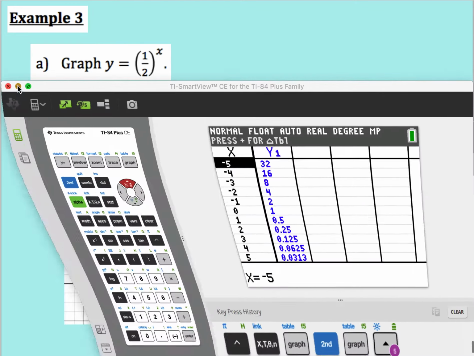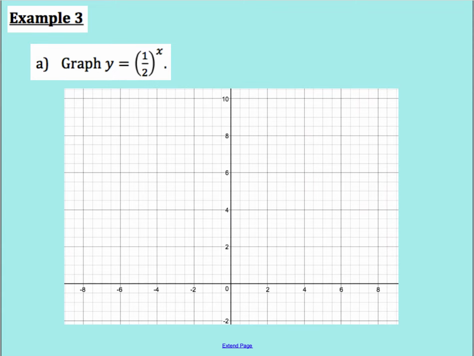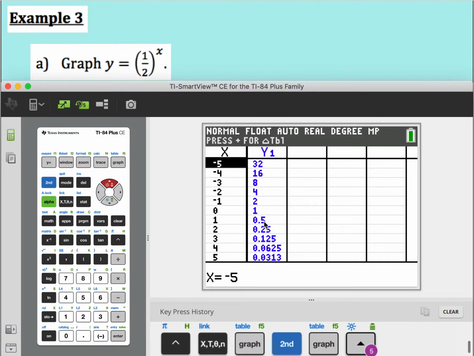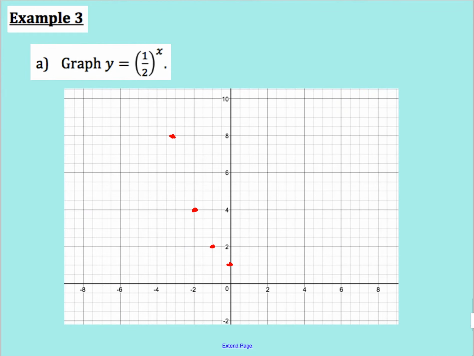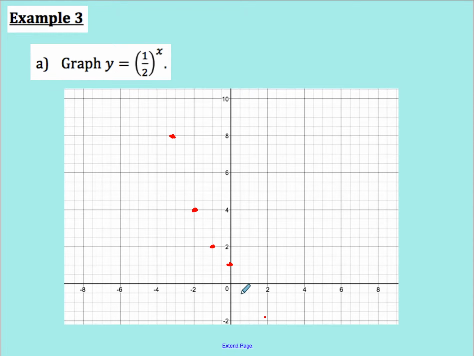So I'm going to plot those points. So -3, 8. So be careful kind of how this graph works. -2, 4, -1, 2. And then we had 0, 1. Then we should have 1, 1/2, and you can hopefully keep your calculator. Yep, 1, 1/2, and then 2, 1/4.